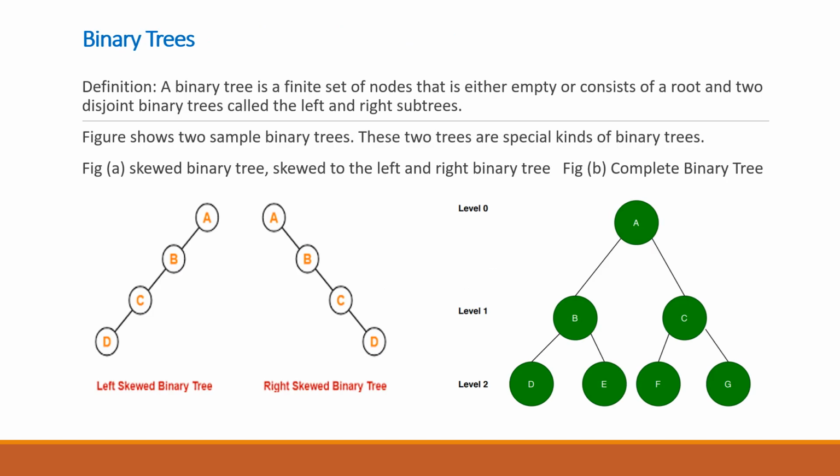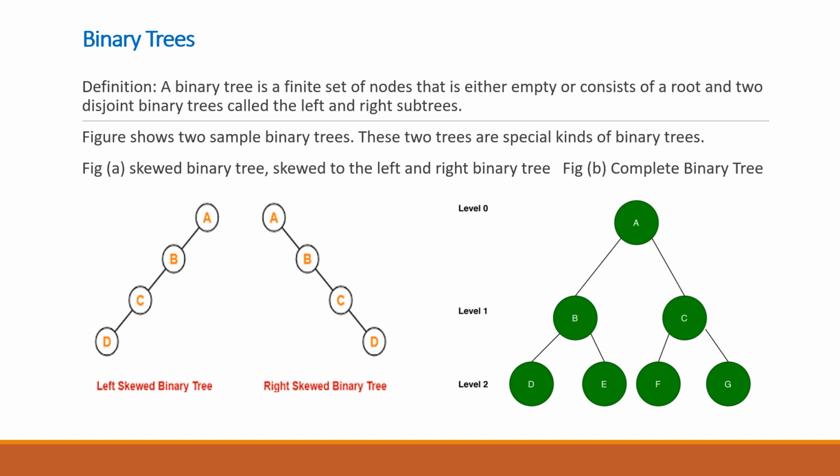So this is called the binary tree. What is a binary tree? A binary tree is a finite set of nodes that is either empty or consists of a root and two disjoint binary trees called the left and right subtrees. This diagram shows two special kinds of binary tree.